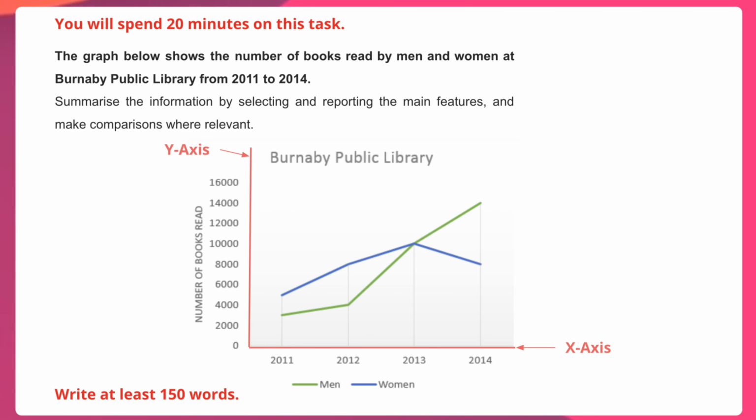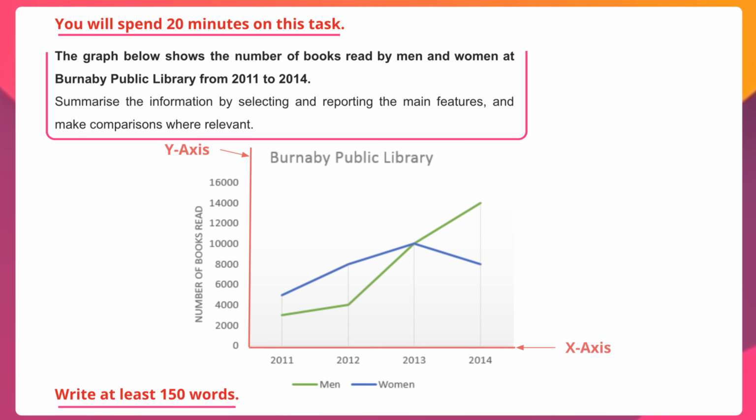Quickly, let's look into the example question task. Again, you can see that there are two instructions given, which gives the time duration, that is 20 minutes. It says you will spend 20 minutes on this task. And the second instruction says you need to write at least 150 words. There is a main question as well, which says the graph below shows the number of books read by men and women at Burnaby Public Library from 2011 to 2014.